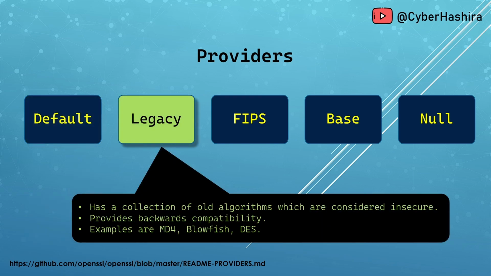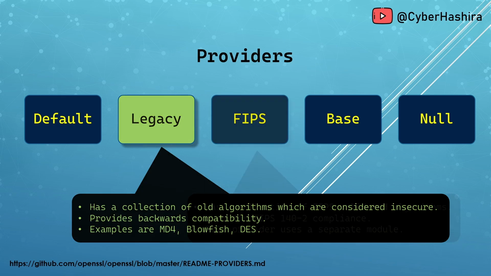Legacy provider is a collection of old algorithms which are no longer used or are considered insecure. Some examples of those algorithms are MD4, Blowfish, and DES. If an application needs to use any of those algorithms, then you need to tell your application to load legacy provider. The main purpose of legacy provider is to provide backwards compatibility.